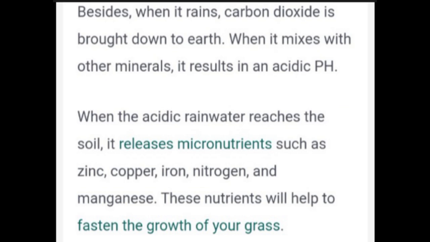Besides, when it rains, carbon dioxide is brought down to earth. When it mixes with other minerals, it results in an acidic pH. When the acidic rainwater reaches the soil, it releases micronutrients such as zinc, copper, iron, nitrogen, and manganese. These nutrients will help to fasten the growth of your grass.